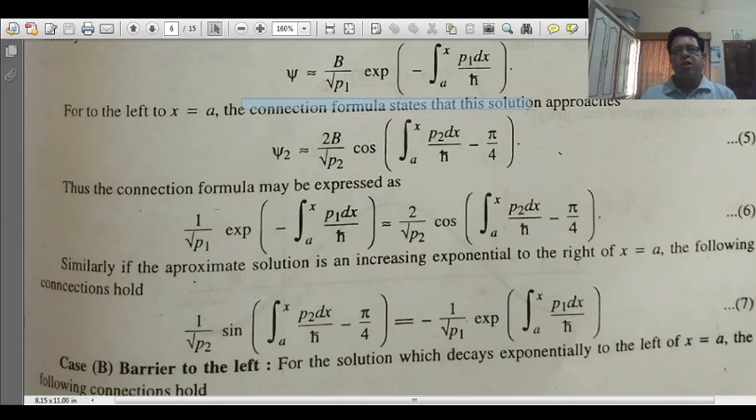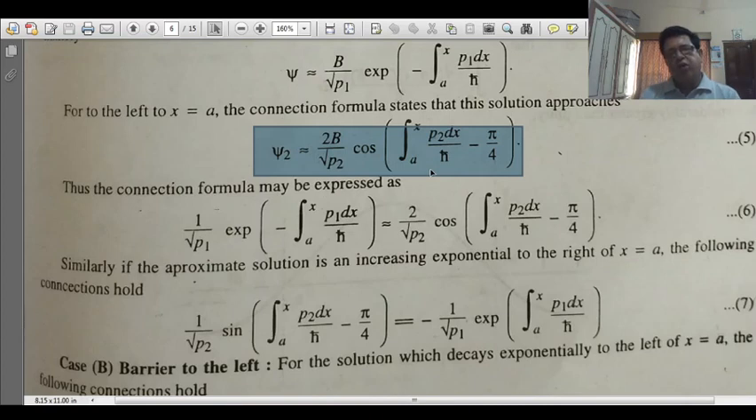The connection formula states that this solution approaches psi 2 equal to this term: 2b under root p2 cos integral a to x p2 dx over h-cut minus pi by 4. You must remember this function, because we are not going to solve it in detail. We are taking only these functions down.